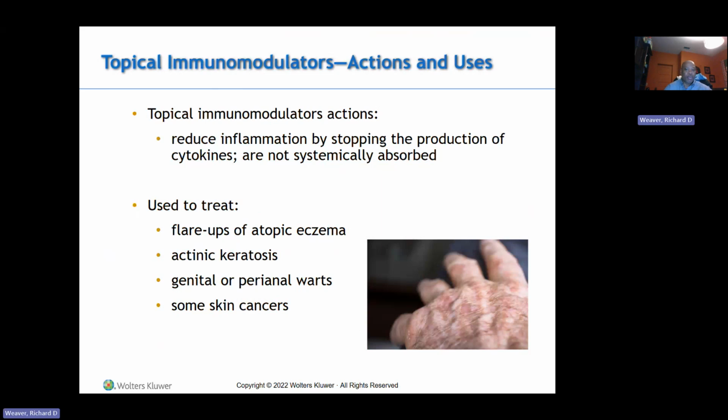Now, the topical preparations are used to treat on a short-term basis your atopic eczema flare-ups. It is used to treat actinic keratosis or sun or aging spots. Also, it is used to treat genital and perianal warts and some skin cancers.